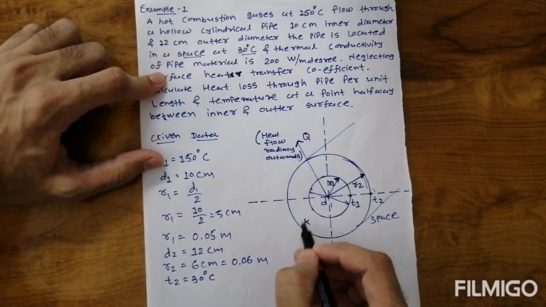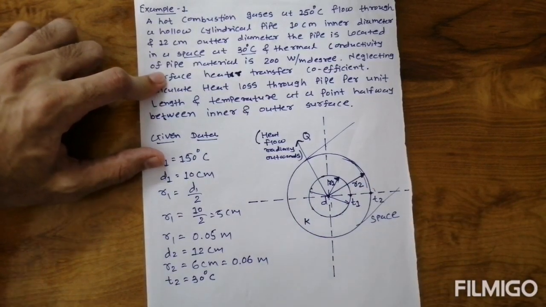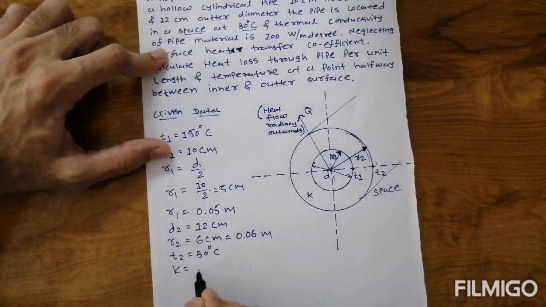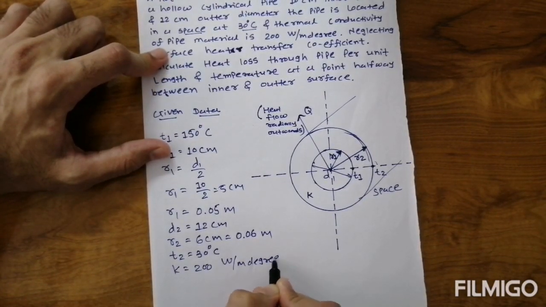It means K is given, K is the thermal conductivity of the pipe. So the pipe material thermal conductivity K is equal to 200 watt per meter degree.